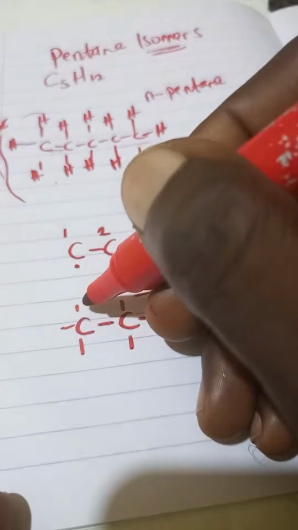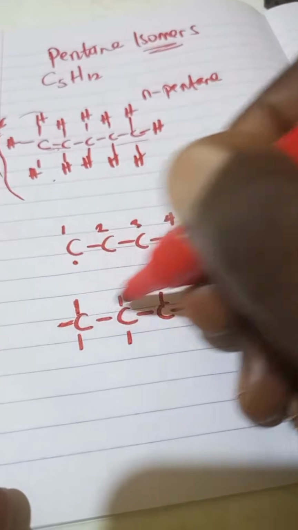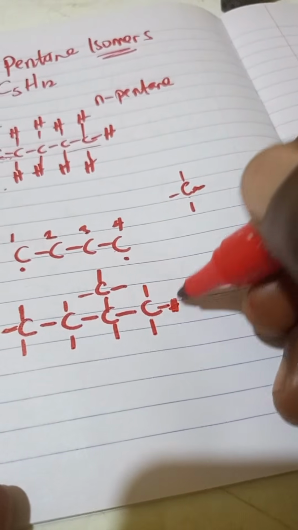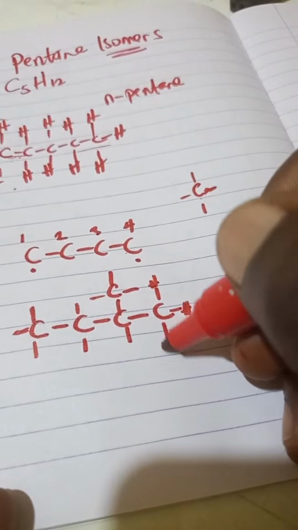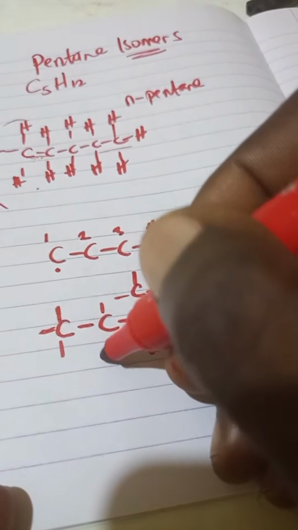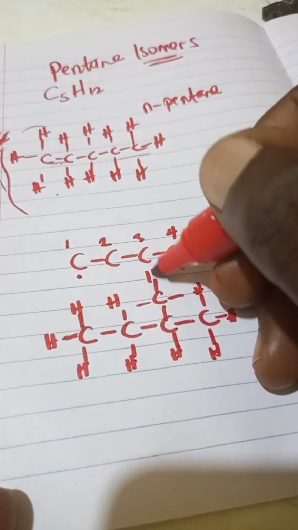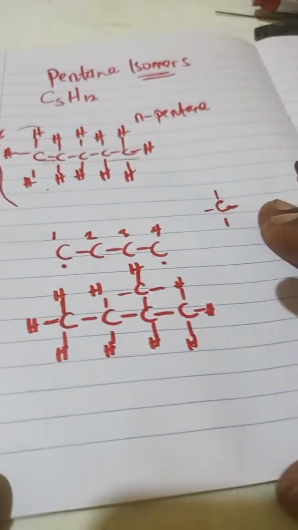Or let me just ignore hydrogen. If you see a line like this, just know there's hydrogen, because of time. Or should I put all the hydrogen? Let me just put all the hydrogen there. I think I'll be using a blue pen to put the hydrogen because this marker is taking space. All right, see what I got now.